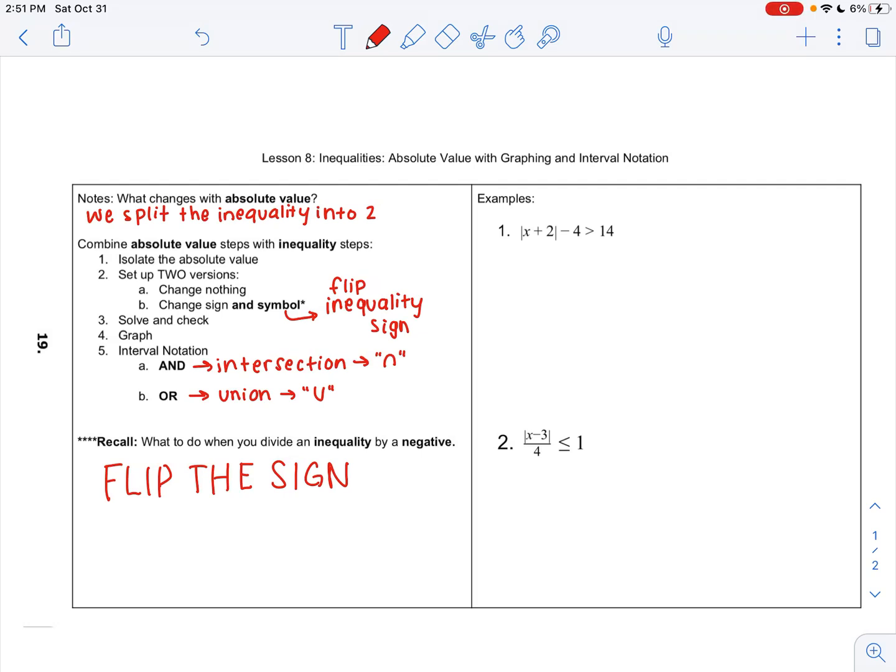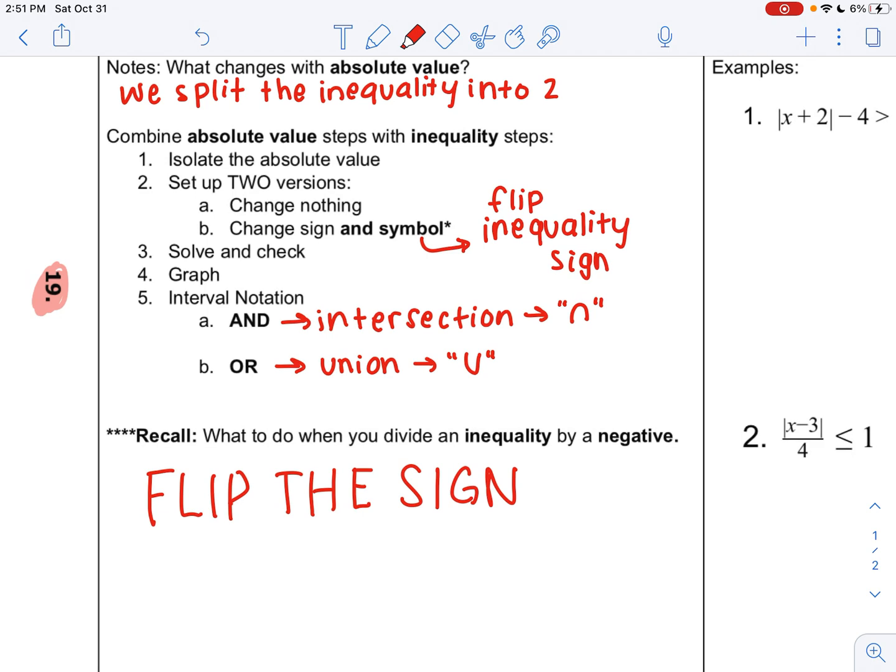Okay, so here's our last lesson for the unit. This is lesson 8, Inequalities, absolute value with graphing and interval notation. So this is on page 19 of your packet, and let's get started. So here we go. What changes with absolute value?